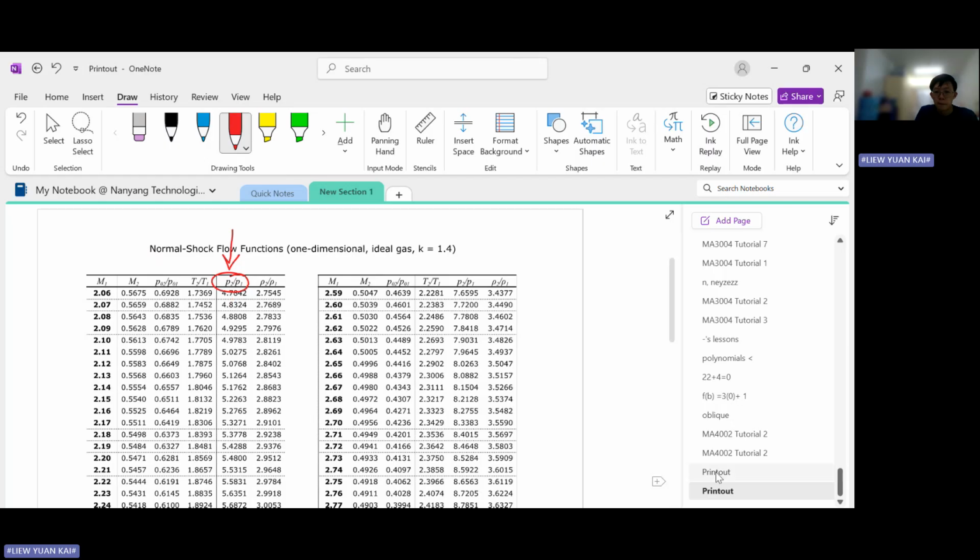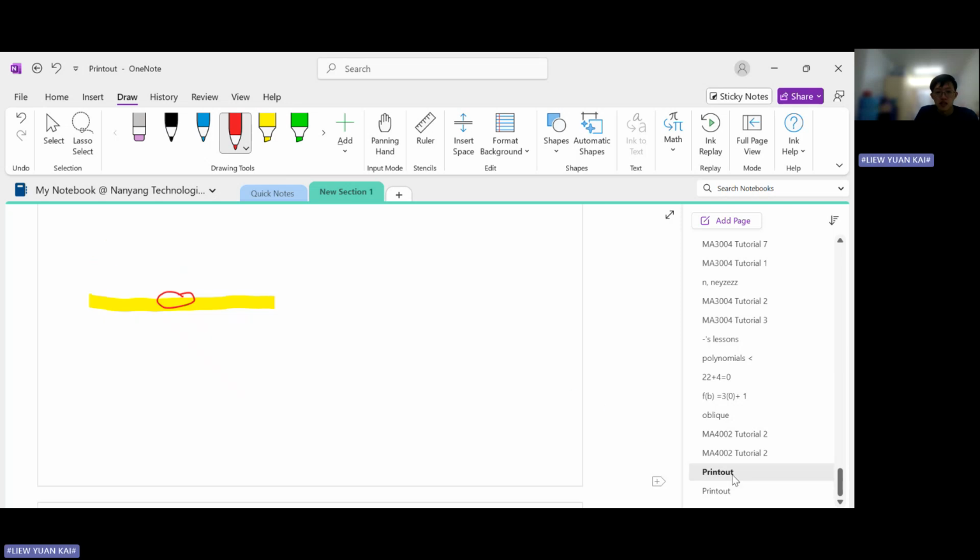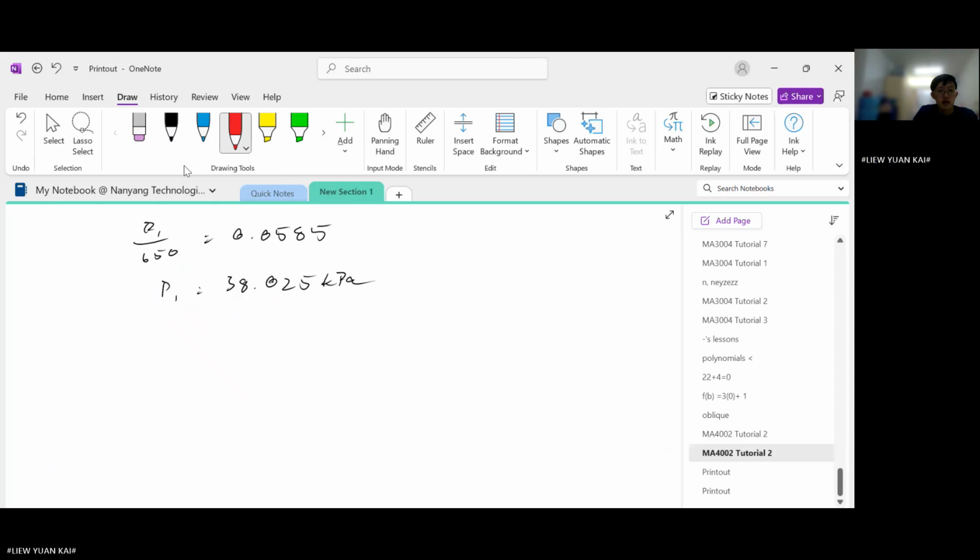So we write P2 over P1 is a function of the Mach number, a function of M1. So P2 divided by P1 is a function of the Mach number at point 1, which is 2.5. You see, this time I'm not going to write Isen here. Instead, I'm going to write shock, because this time we use the shock table, not the isentropic flow table. So let's fill in our knowns.